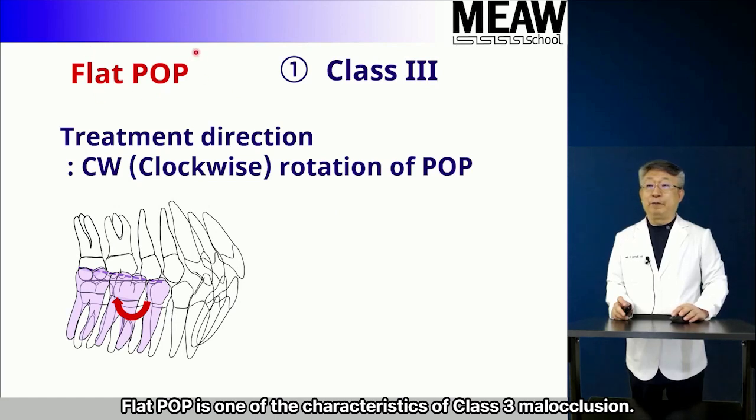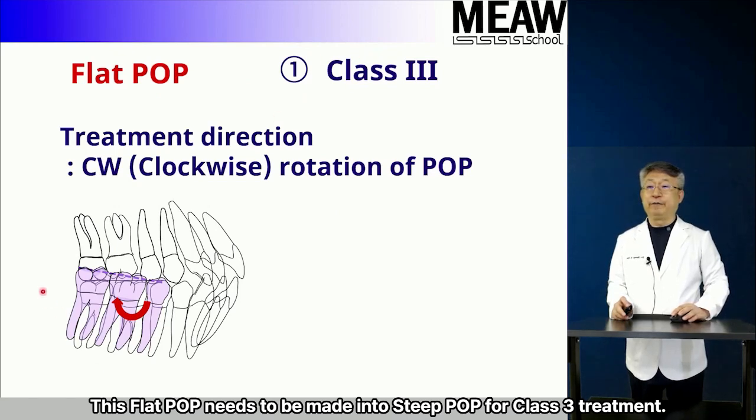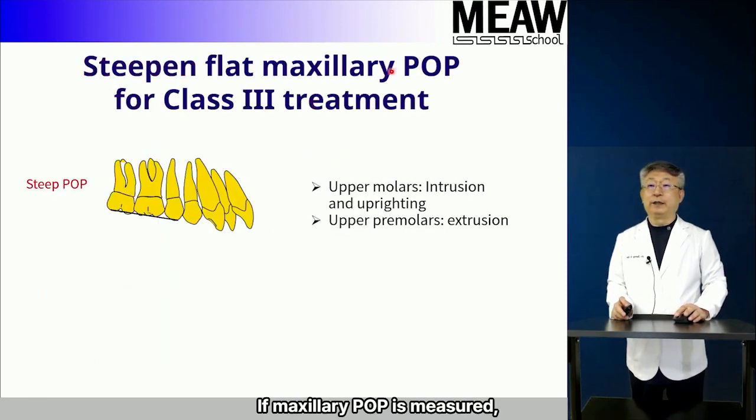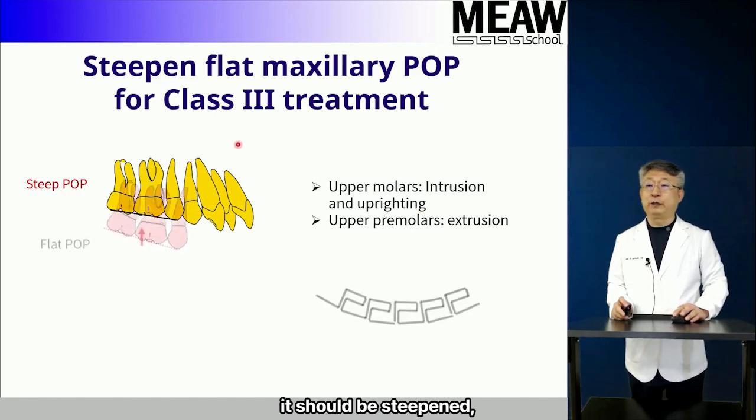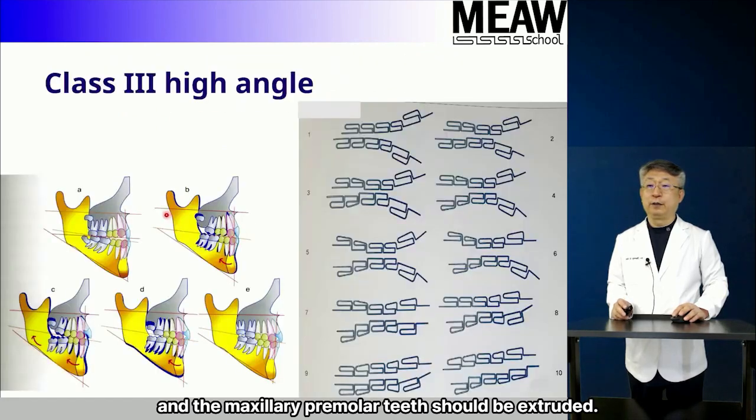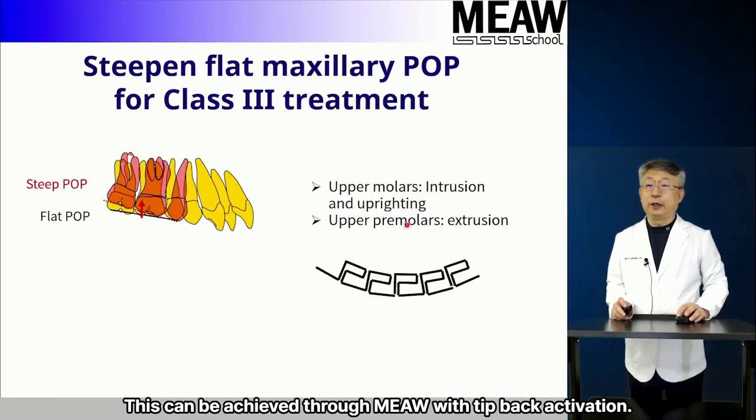Flat POP is one of the characteristics of Class 3 malocclusion. This flat POP needs to be made into steep POP for Class 3 treatment. If maxillary POP is measured, it should be steepened. The maxillary molars become intruded and uprighted, and the maxillary premolar teeth should be extruded. This can be achieved through MEIW with tip-back activation.